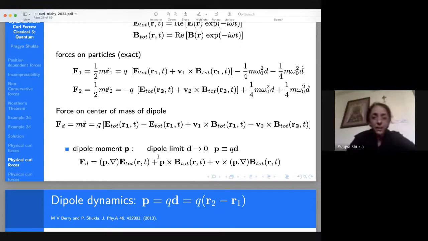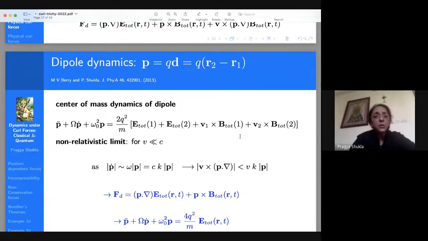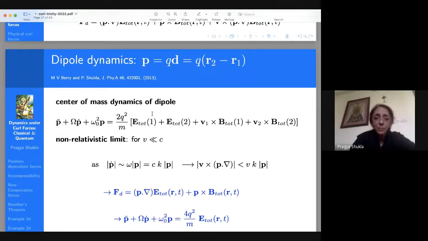So let me first write down, because the dipole moment is itself changing, you work out that equation also. So the dipole dynamics: P is equal to QD. What is D? D is the distance, R2 minus R1, where R2, R1 are the positions of the two charges. So the center of mass dynamics of the dipole, how do you work it out? As I said, you consider that spring model for the dipole, that oscillating dipole.